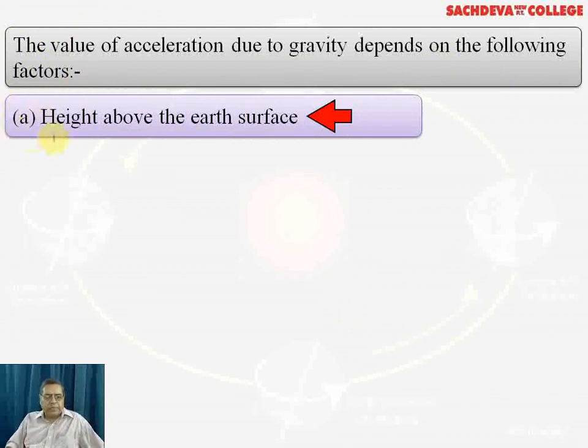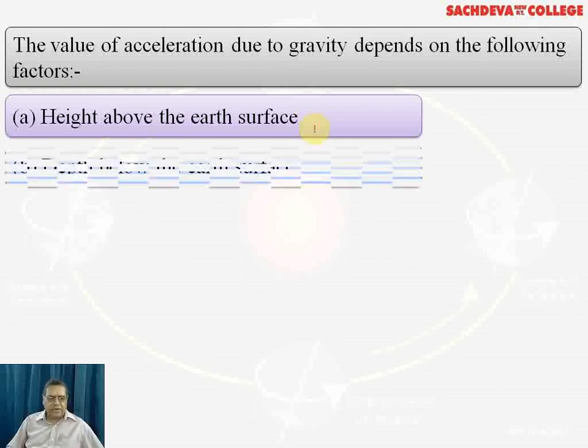Number one, it depends upon the height above the Earth's surface. When the body is on the surface, g is significant. But as it goes away from the Earth, the distance of the body from the center of Earth goes on increasing, and hence the value of g, that is small g, goes on decreasing.